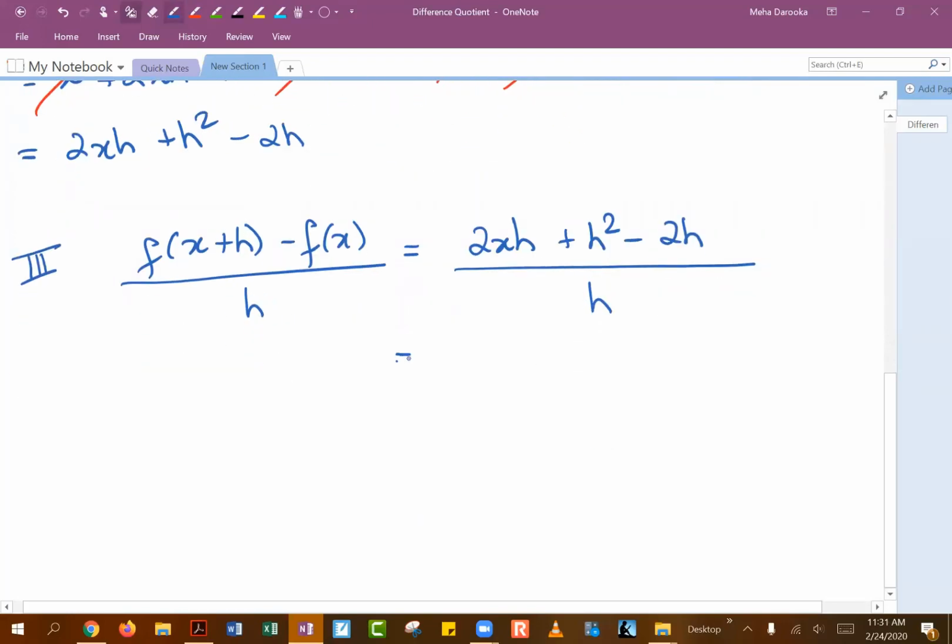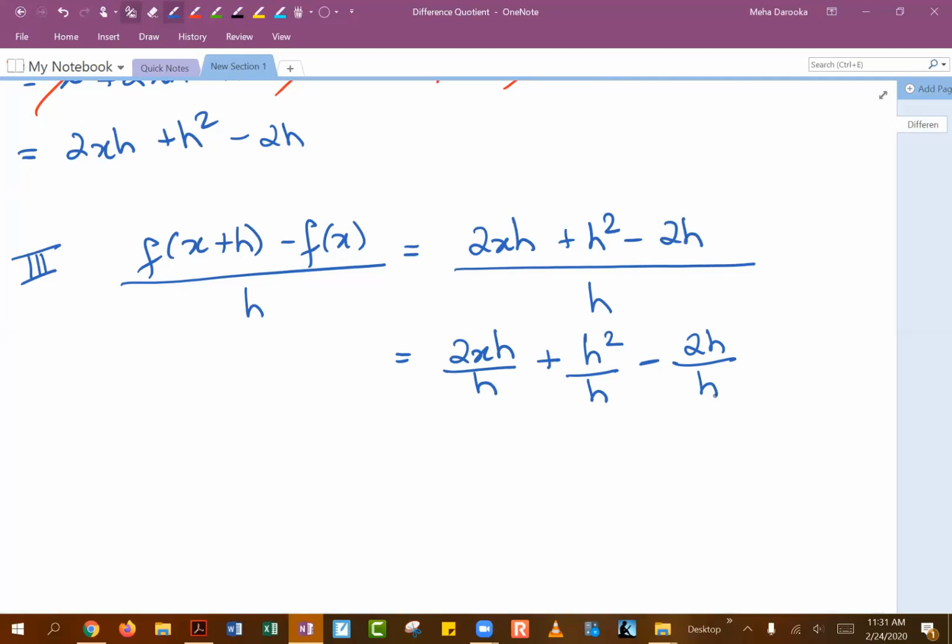If it helps you better, what you can actually do is separate your numerator. So do 2xh divided by h, keep that same sign of plus in the middle, h squared divided by h minus, and then 2h divided by h. So you're basically taking this h and dividing each term individually. So that helps you reduce each of those terms. And can anybody tell me what our final result will be after we do this division?